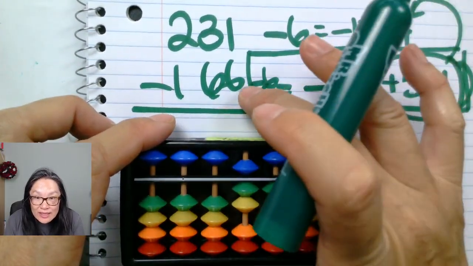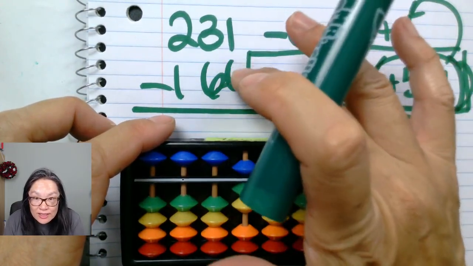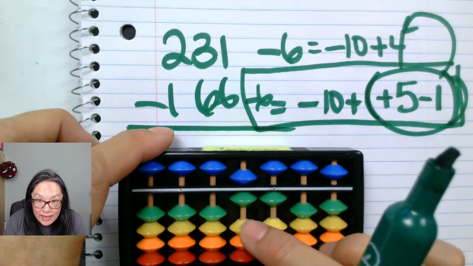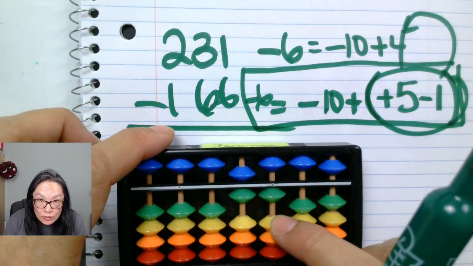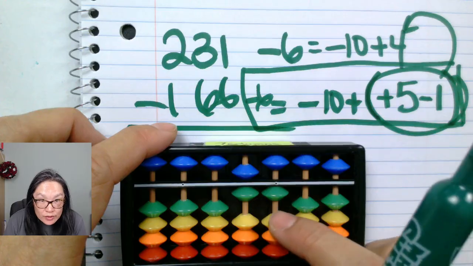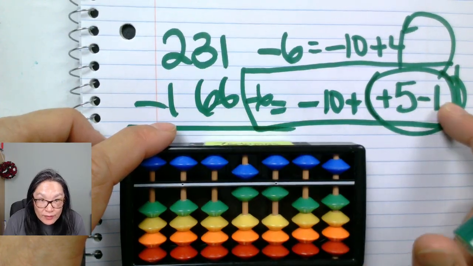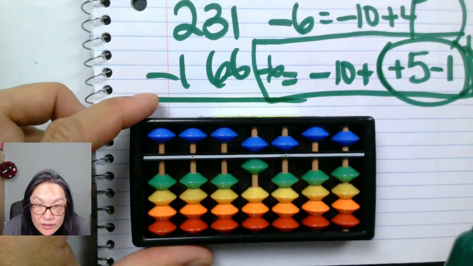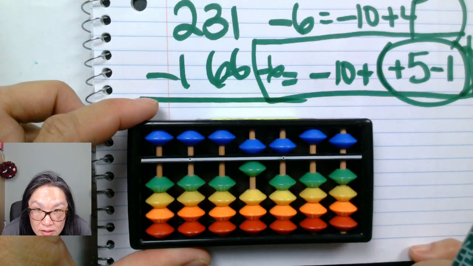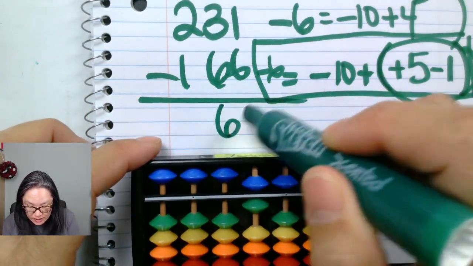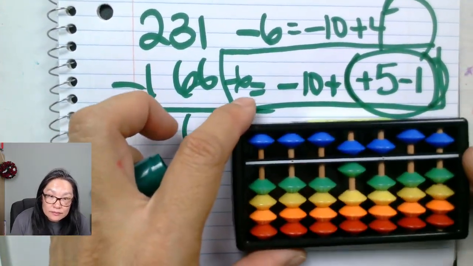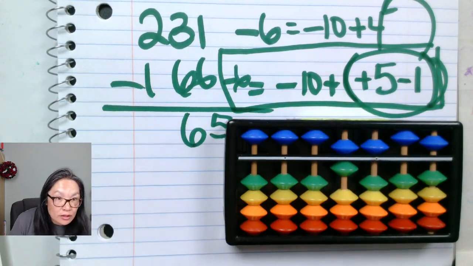And then we need to take away the 6 again. Minus the 10 plus the 4. We cannot plus the 4. How do we do it? We need to do plus the 5 minus the 1. So my final answer is what? 65. Did that make sense? Thank you, Char.